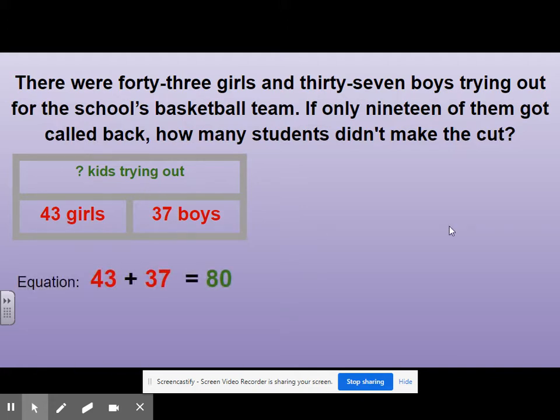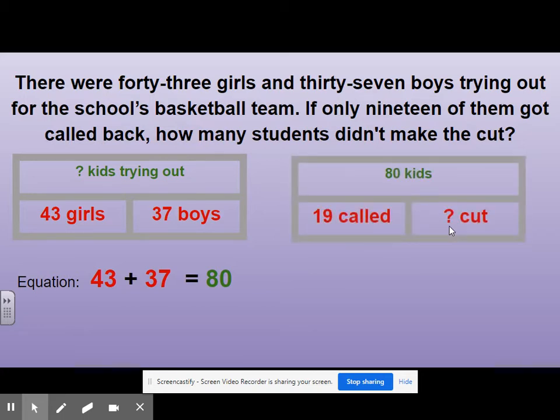Let's turn that into an equation. I went ahead and solved it for you today. 43 plus 37 does equal 80. Okay, so then I'm going to move into the next part. The next part says if only 19 of them got called back, how many students didn't make the cut? Well, we know we have 80 now. 19 got called, but some got cut. How many got cut?